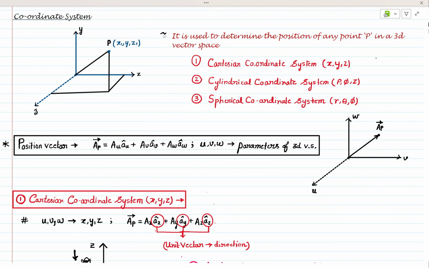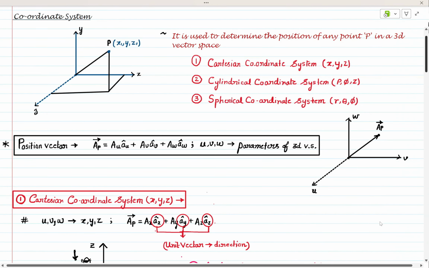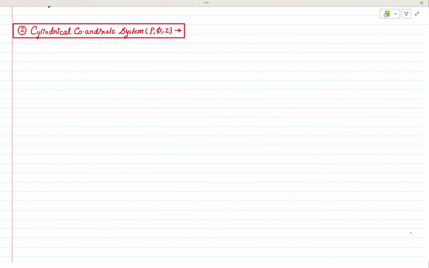I will write this over here. In the cylindrical coordinate system, the parameters u, v and w are represented by rho, phi and z. Now as the parameters u, v, w are represented by rho, phi and z, I can also write the position vector in the cylindrical coordinate system. So what is the position vector in the cylindrical coordinate system?